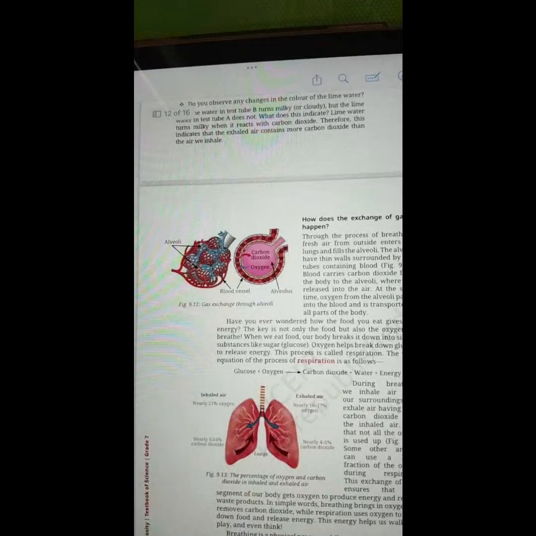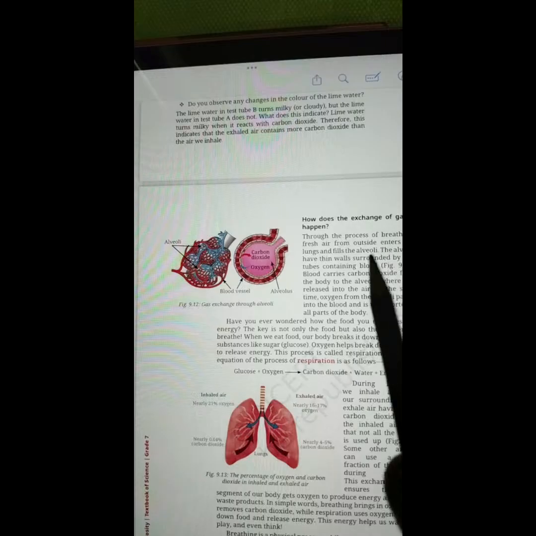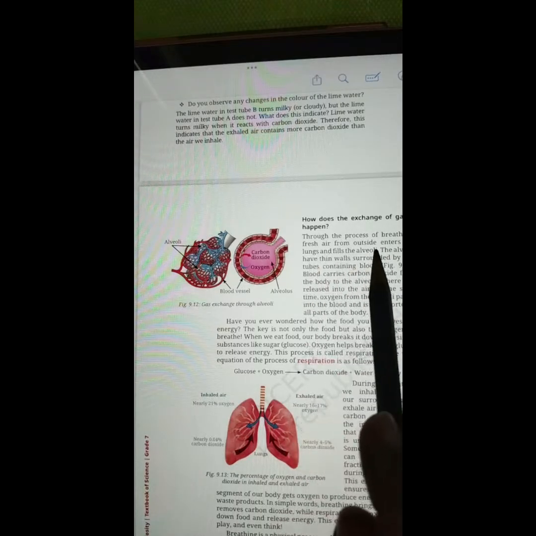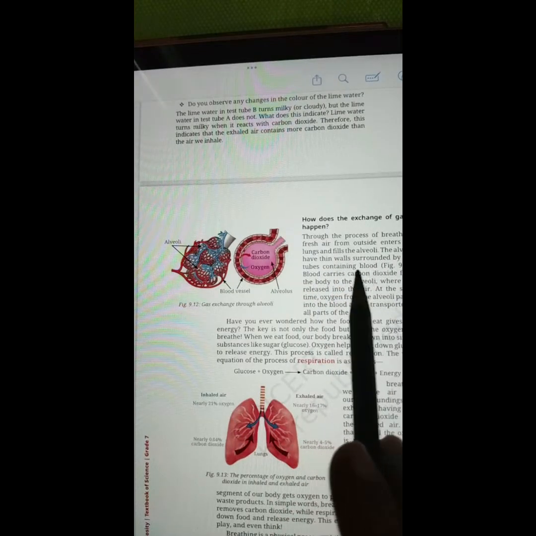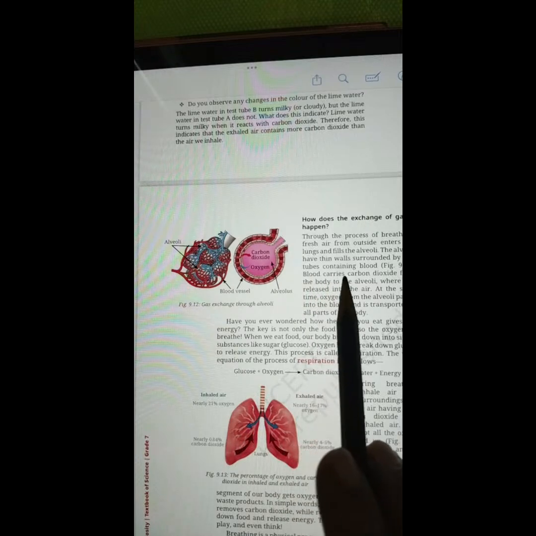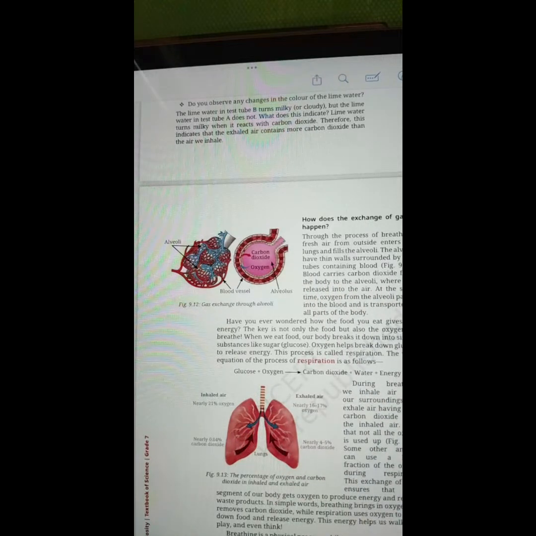How does the exchange of gases happen? Through the process of breathing, fresh air from the outside enters the lungs and fills the alveoli. The alveoli have thin walls surrounded by fine tubes containing blood. Blood carries carbon dioxide from the body to the alveoli where it is released into the air. At the same time, oxygen from the alveoli passes into the blood and is transported to all the parts of the body.